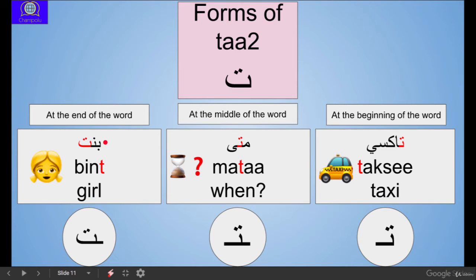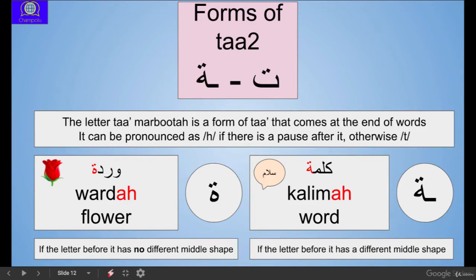Notice that you can also recognize some of the letters that we've discussed earlier. For example, this letter ba, which has the initial form here, and you can also recognize the alif that we've discussed in the first lesson, and also the alif layyina that we've also discussed in the first lesson in the word mata. Moving on, we will discuss now what we know as ta marbuta.